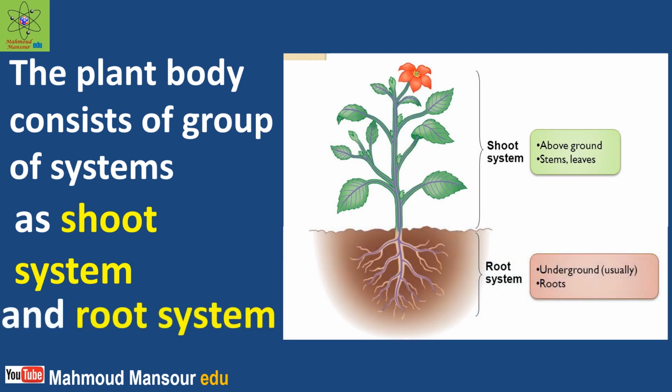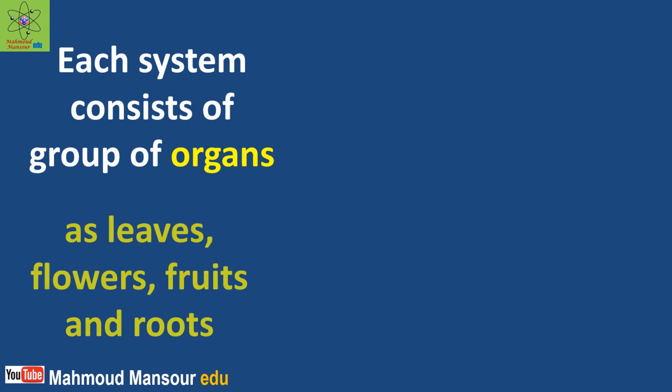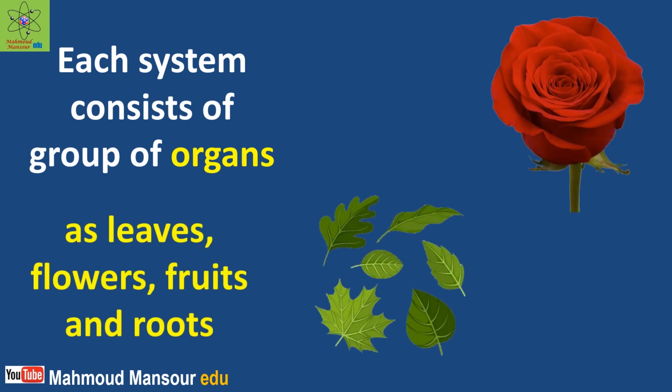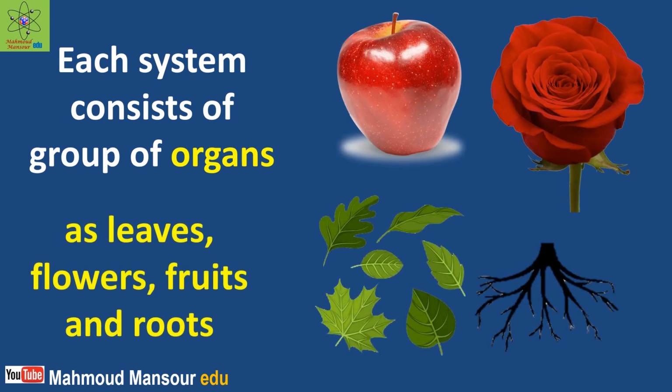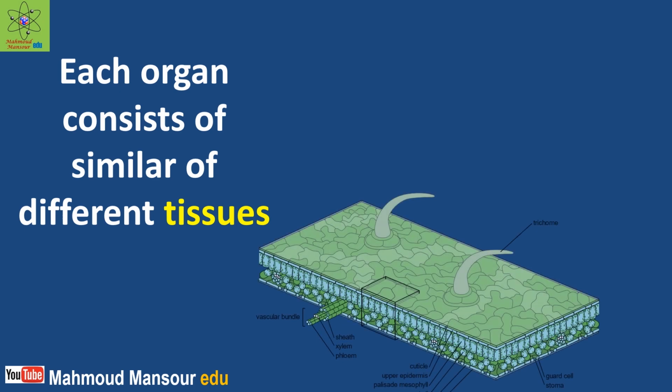The plant body also consists of a group of systems, such as the shoot system, which exists above the ground, and the root system, which exists under the ground. Each system in the plant also consists of a group of organs, such as leaves, flowers, fruits, and roots. Each organ consists of a group of similar or different tissues.